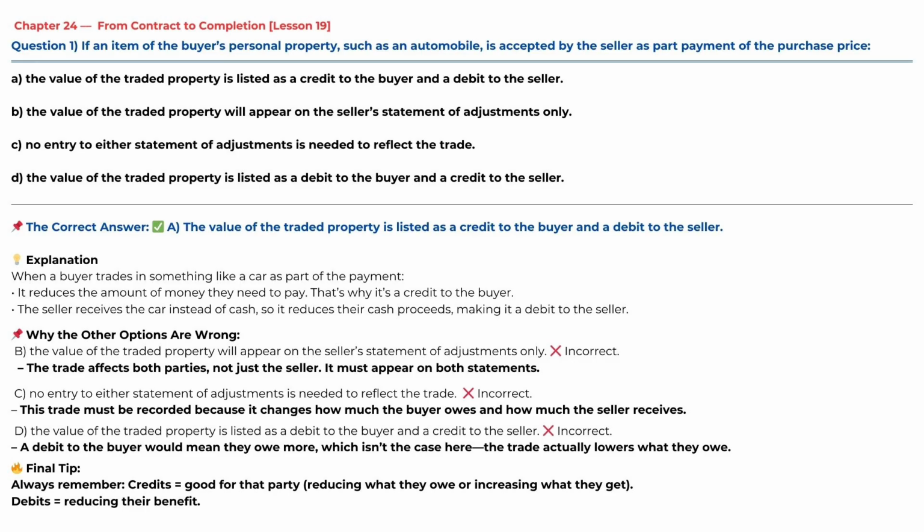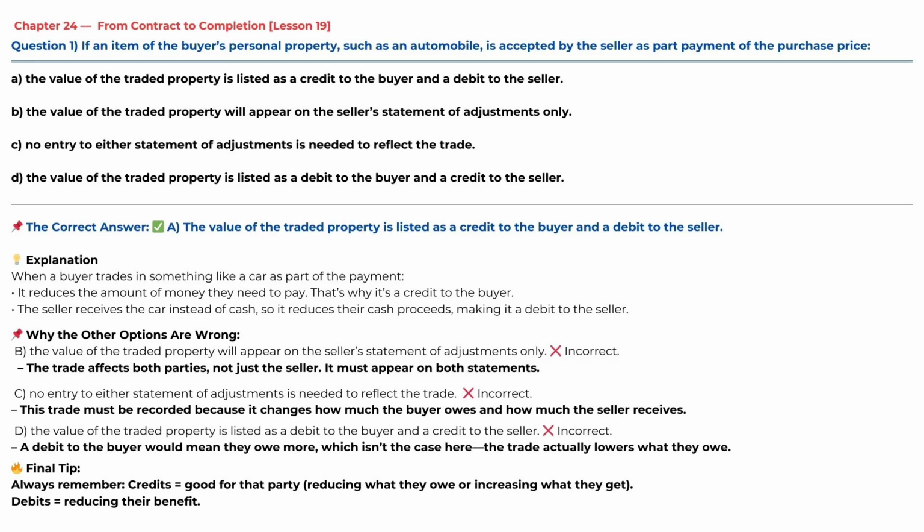The seller receives the car instead of cash, so it reduces their cash proceeds, making it a debit to the seller. Why the other options are wrong. B. The value of the traded property will appear on the seller's statement of adjustments only. Incorrect. The trade affects both parties, not just the seller. It must appear on both statements. C. No entry to either statement of adjustments is needed to reflect the trade. Incorrect. This trade must be recorded because it changes how much the buyer owes and how much the seller receives.